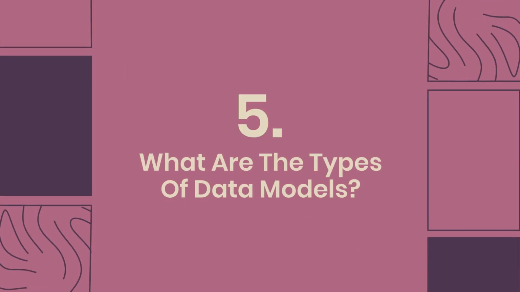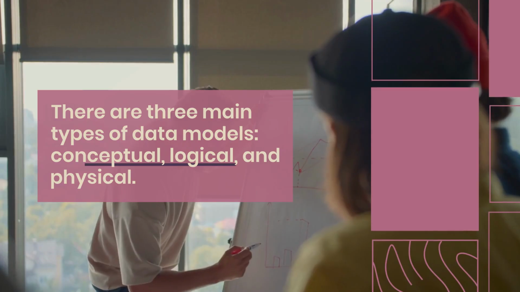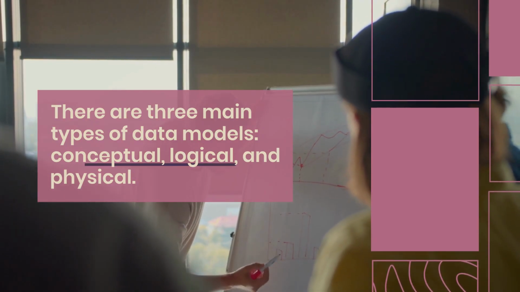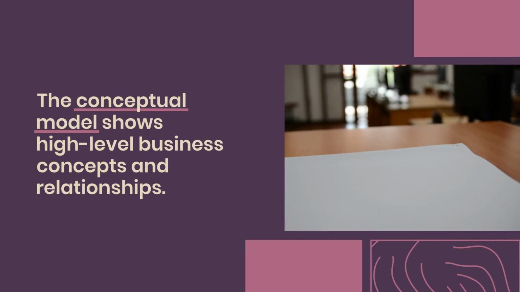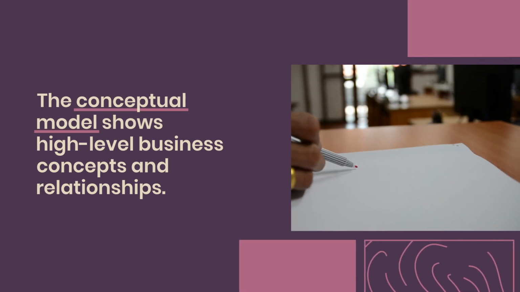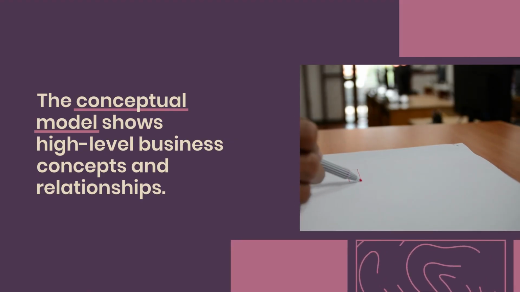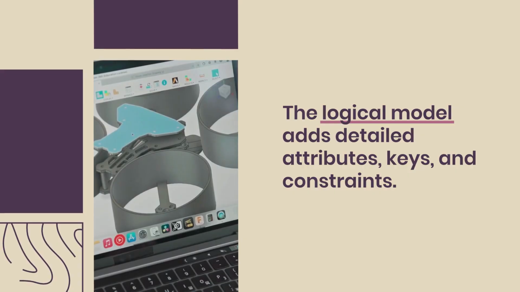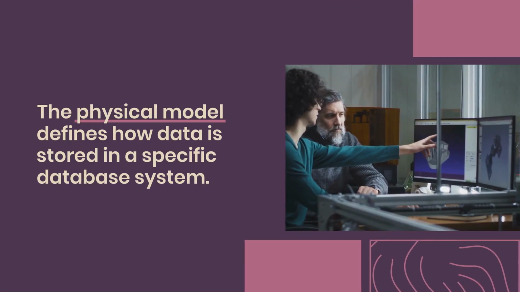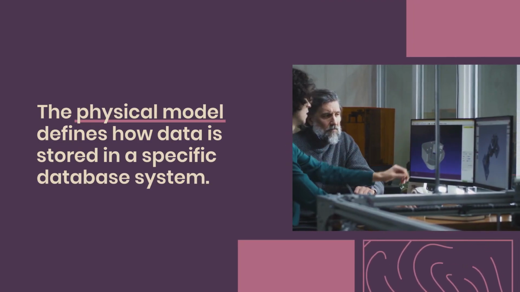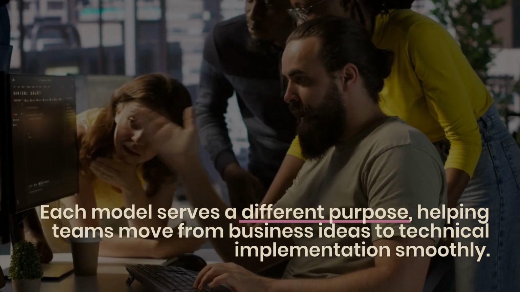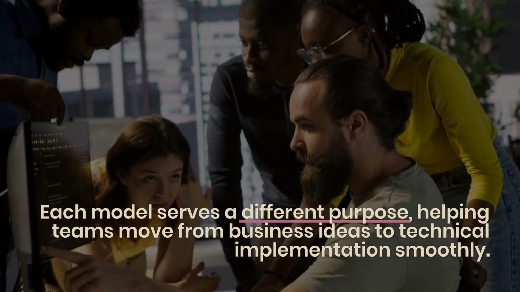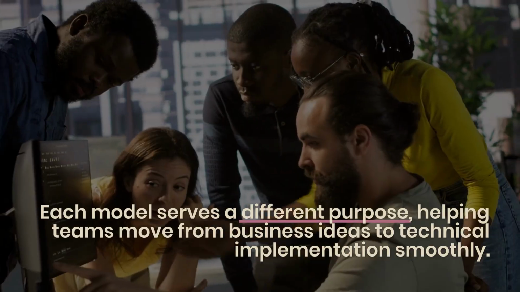5. What are the types of data models? There are 3 main types of data models: conceptual, logical, and physical. The conceptual model shows high-level business concepts and relationships. The logical model adds detailed attributes, keys, and constraints. The physical model defines how data is stored in a specific database system. Each model serves a different purpose, helping teams move from business ideas to technical implementation smoothly.